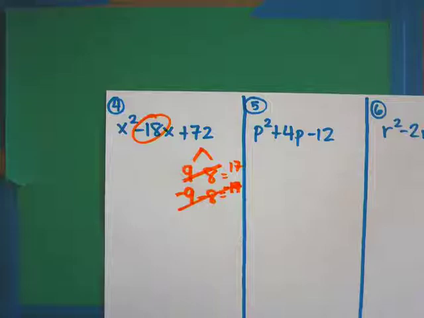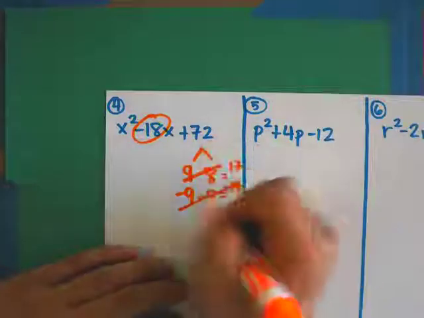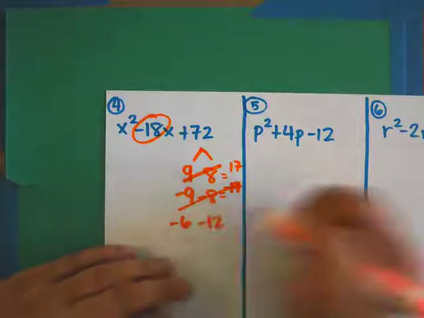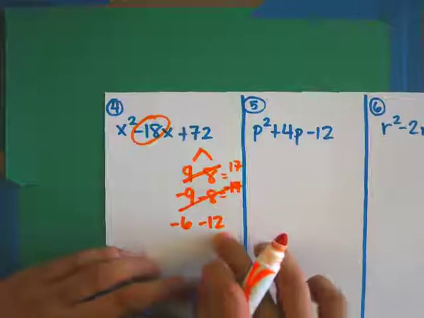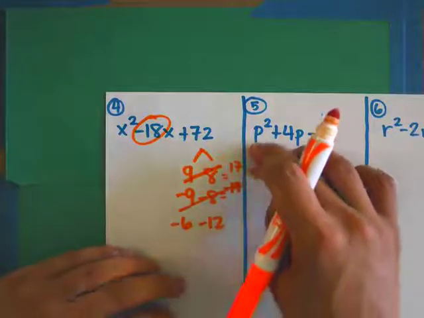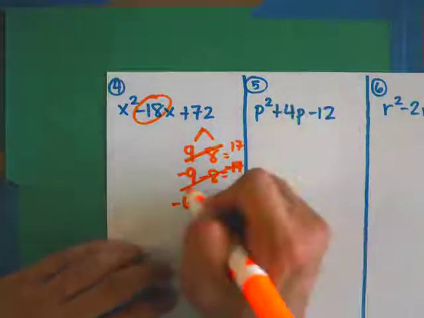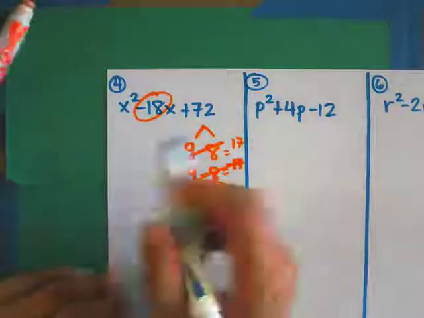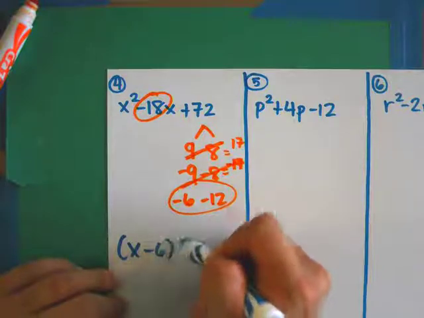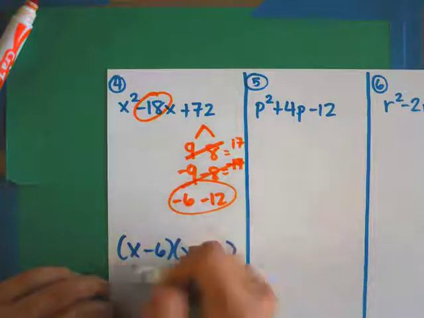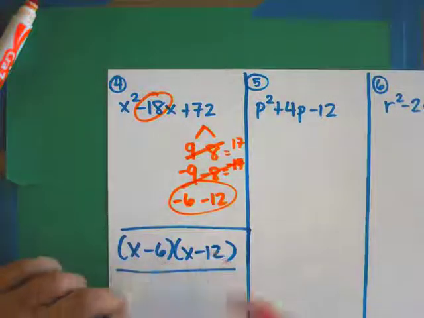We're going to have to dive into the 12s. And so the pair that's going to work out is going to be negative 6 times negative 12. That's going to multiply to 72, and also at the same time adds up to negative 18. Okay, so it's going to be x minus 6 and then x minus 12, or x minus 12, x minus 6.